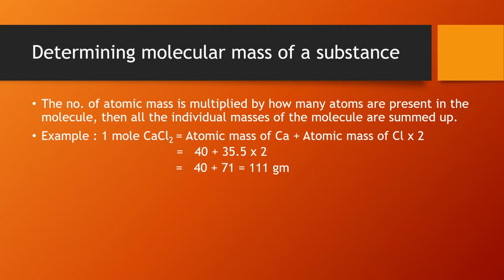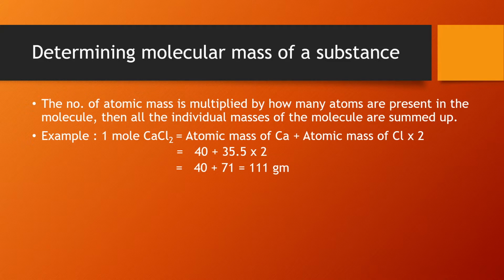Here's an example given, that is 1 mole of calcium chloride. First of all, you have to write down the atomic mass of calcium, and then add the atomic mass of chlorine, which should be multiplied by 2 because there are 2 chlorine atoms present. So in total it will be 111 gram. This is the molecular mass of calcium chloride. In this way, you can determine the molecular mass of a substance. For any molecule, you can apply this method to determine the definite molecular mass.